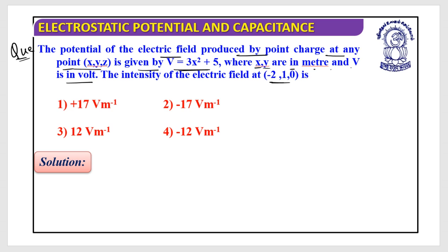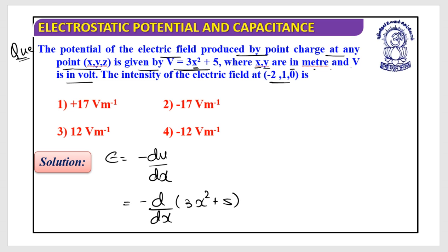So how can I do this? I have a relation: E is equal to minus of dV by dx. As I can see, I have only x, so no need to write del V by del x because only one dimension has been given. So if I write this, it's minus of d by dx of 3x square plus 5.